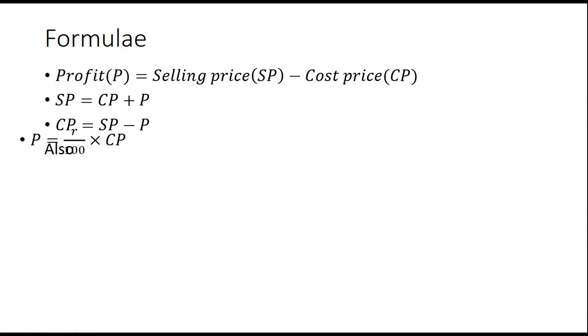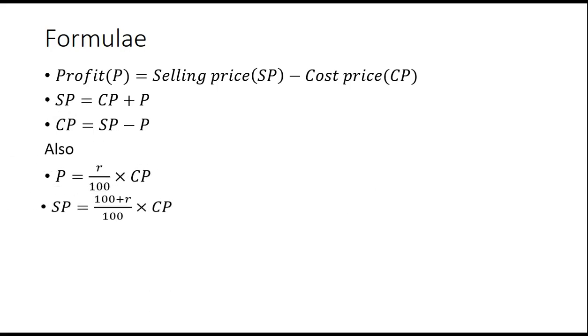Also, there is something we call profit. Another way of getting profit is rate over 100 times cost price. If you've been given profit in form of percent, to find the profit, it is the rate times the cost price, not the selling price. Please take note of that. It should be what? Rate times cost price.